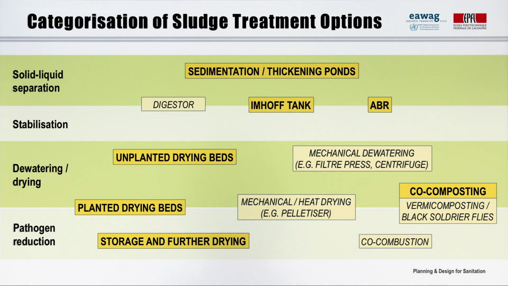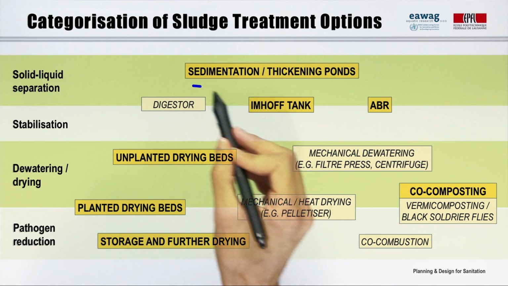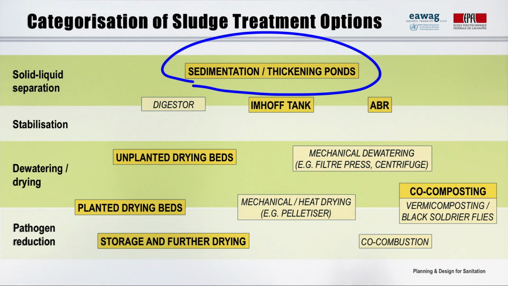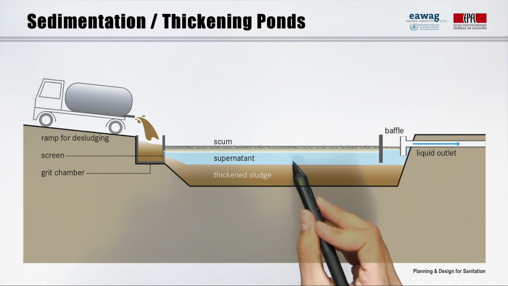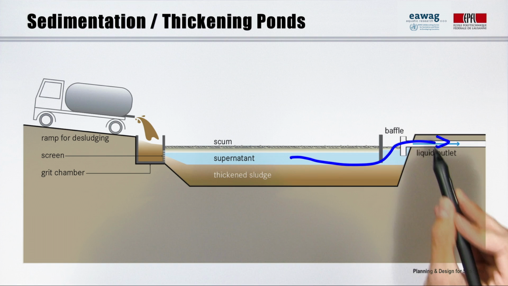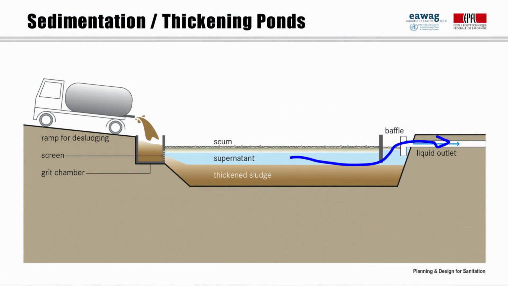Let's start with the sedimentation thickening ponds, whose function is solid-liquid separation. Such ponds allow the sludge to thicken. As the sludge settles and digests, the supernatant must be decanted and treated separately. The thickened sludge can then be dried or further composted.